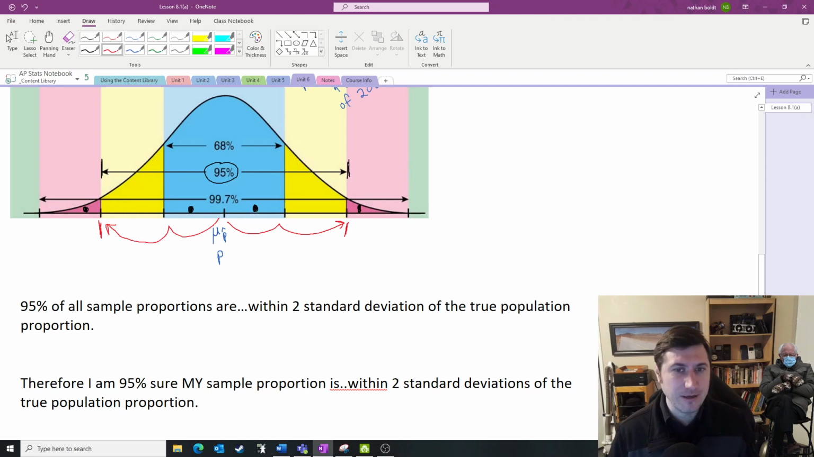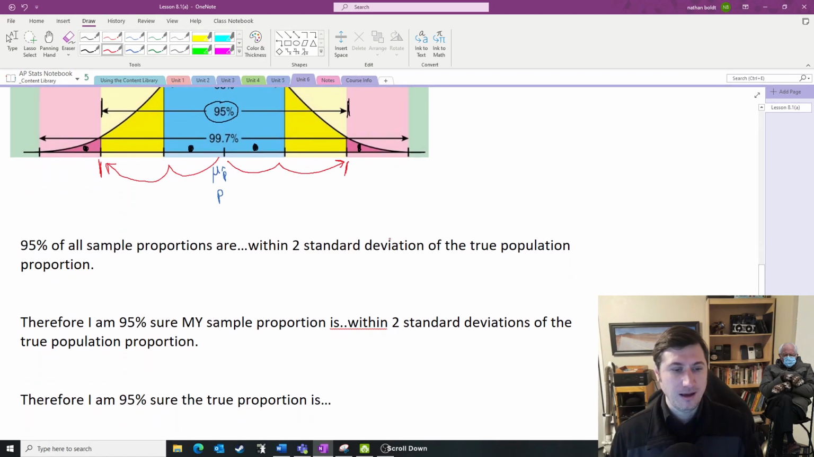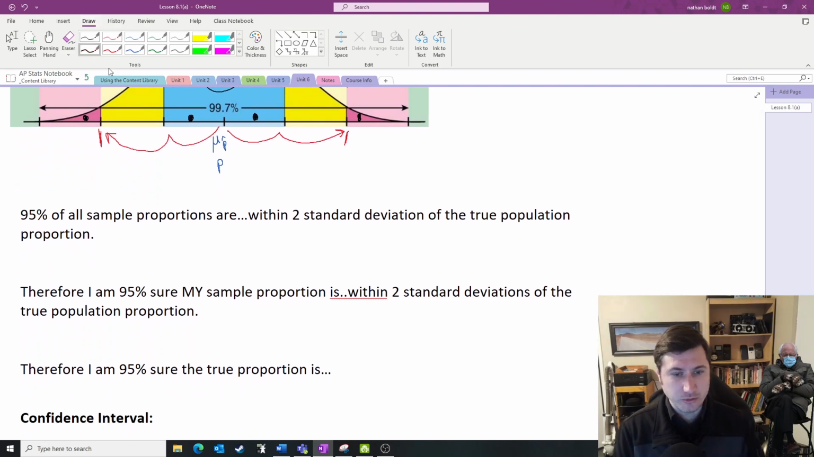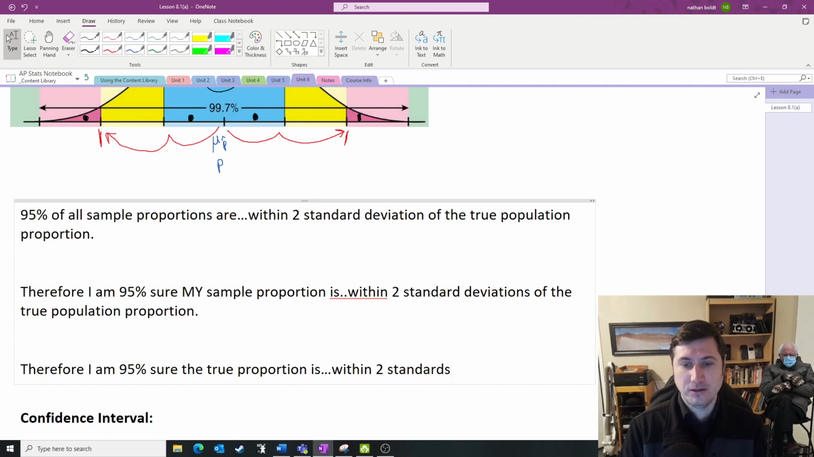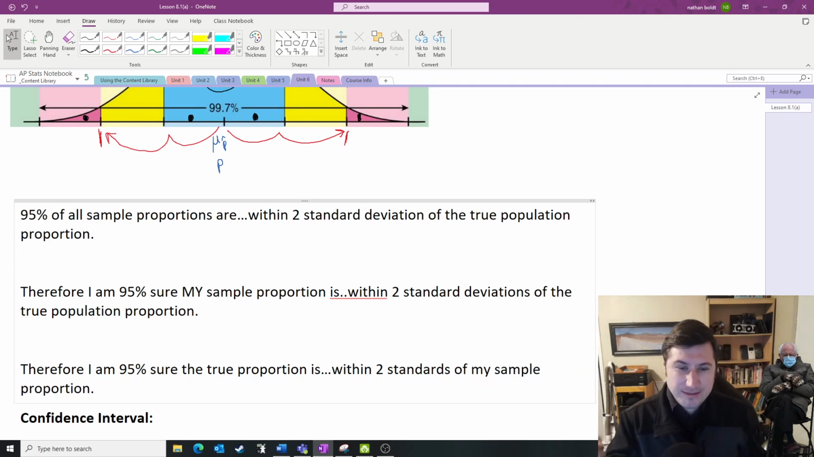I'm hoping that kind of makes sense. One more logical leap here. Well, if I'm 95% sure that my sample is within 2 standard deviations of the true population proportion, I am 95% sure the true proportion is within 2 standard deviations of my sample proportion. So yeah, I just flipped that sentence around, all right?